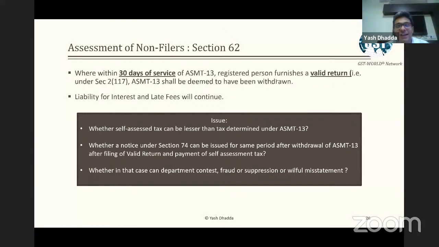It is not necessary that whatever the departmental officer or proper officer has said in the best judgment assessment, that you need to pay this much tax, the assessee may choose not to do so. He may self-assess tax on the basis of his understanding, his record, and file GSTR 3B. The moment he files GSTR 3B within 30 days of the service of the order, that ASMT 13 will stand withdrawn. This best judgment assessment will be negated.